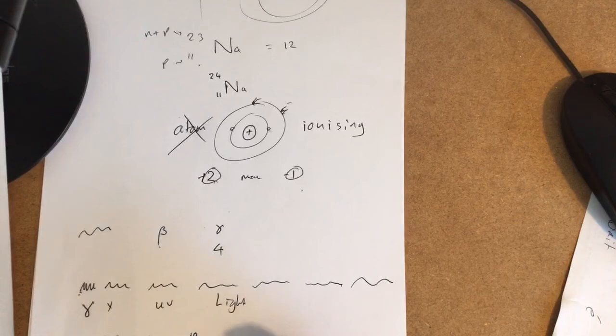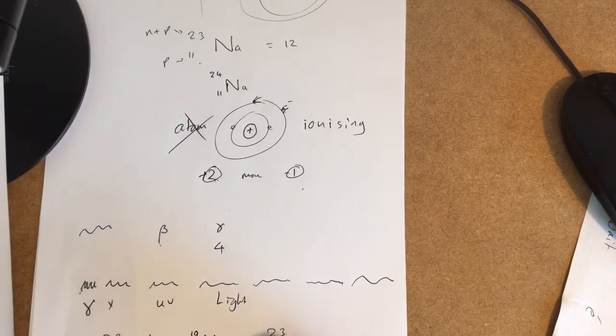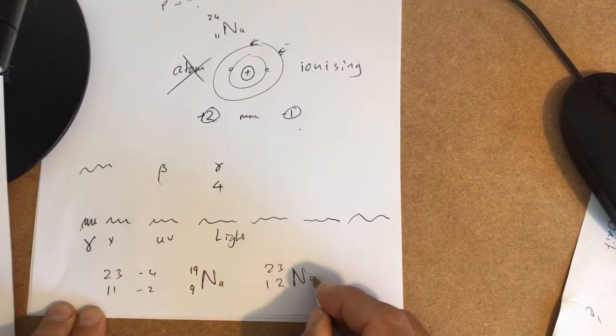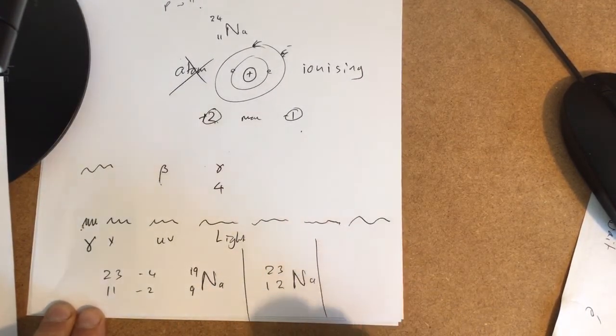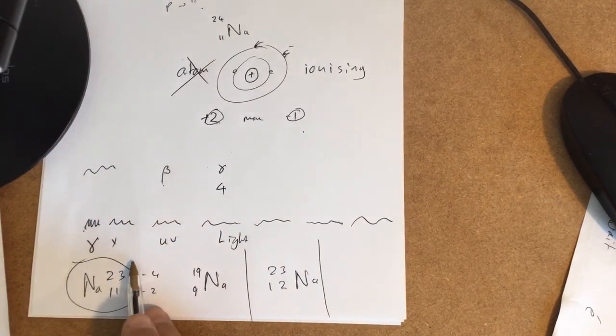Okay, after a beta decay, that one would stay the same, so we'd have 23, but one of the neutrons turns into a proton, so we've got 12, so it would look like that after beta decay. And after gamma decay, it would look just the same as it did before. There's no change to those numbers.